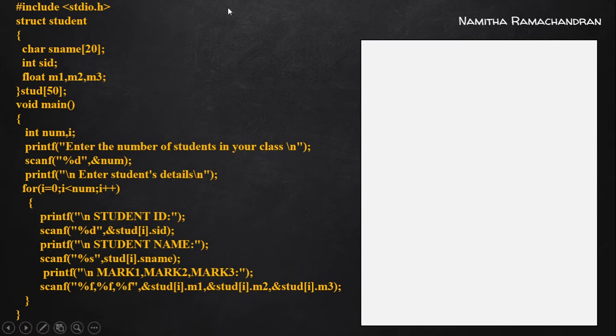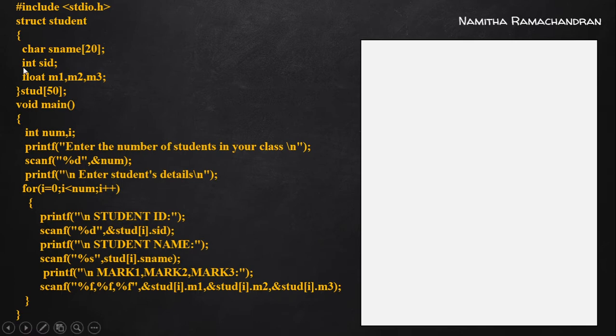Then here we have three floating point variables M1, M2, M3. These are used for representing three different marks of three different subjects of a student. That means the marks obtained for three different subjects for a particular student.